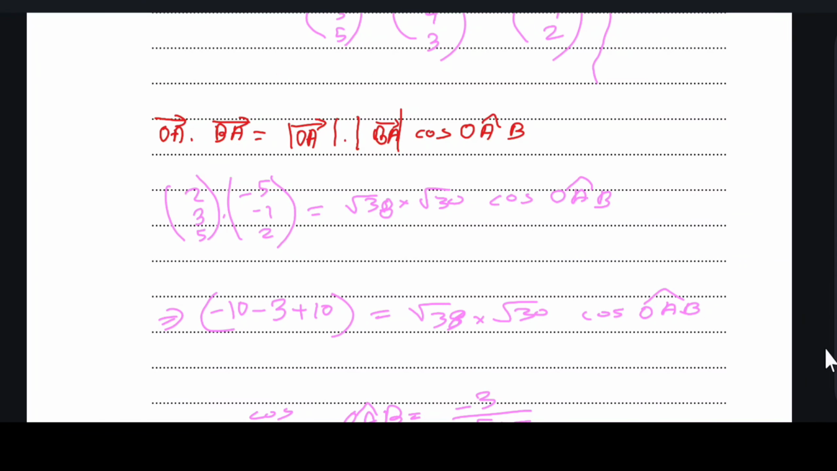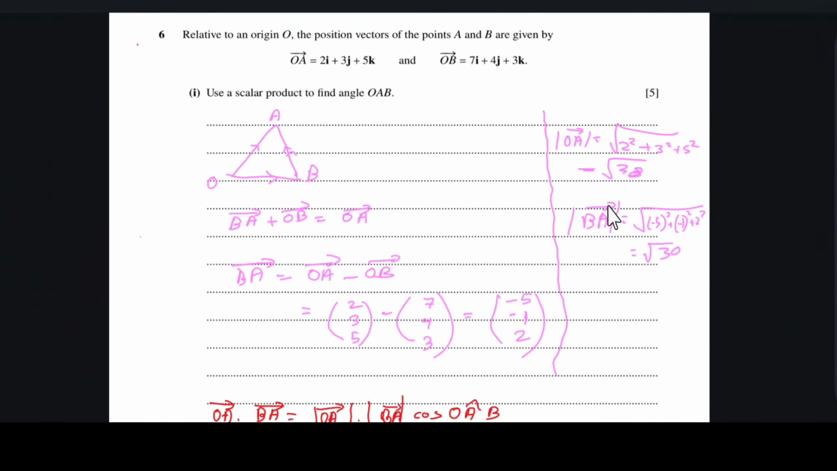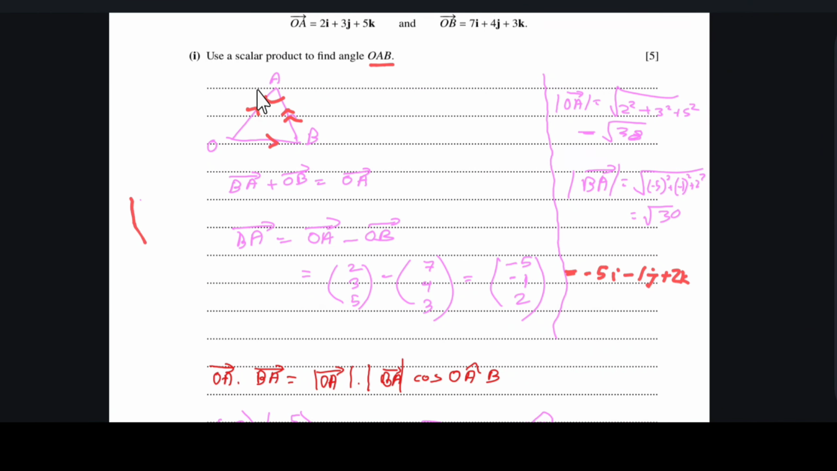So in summary, whenever we need to find the angle, we need to find the lengths of the two sides beside the angle, then we use this formula: vector OA dot vector BA is equal to the product of the magnitudes of the two vectors and the cos of the angle, to find whatever we want from this equation.